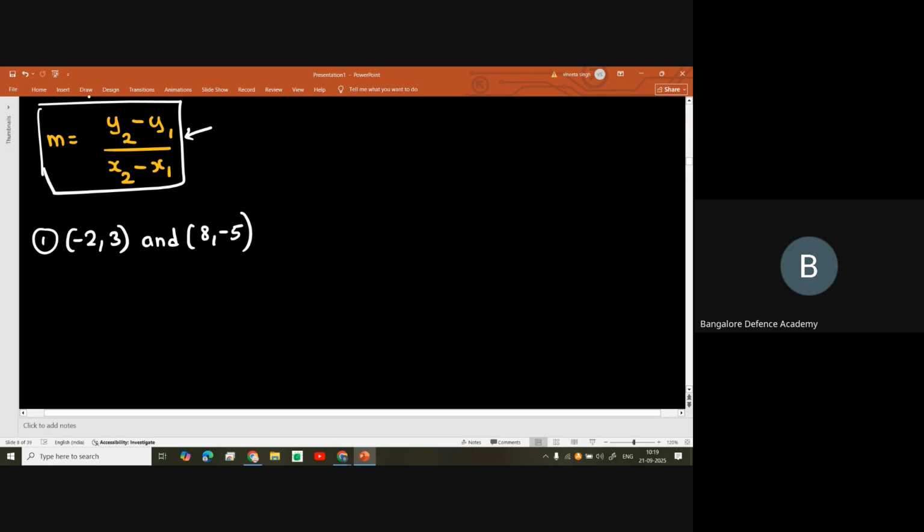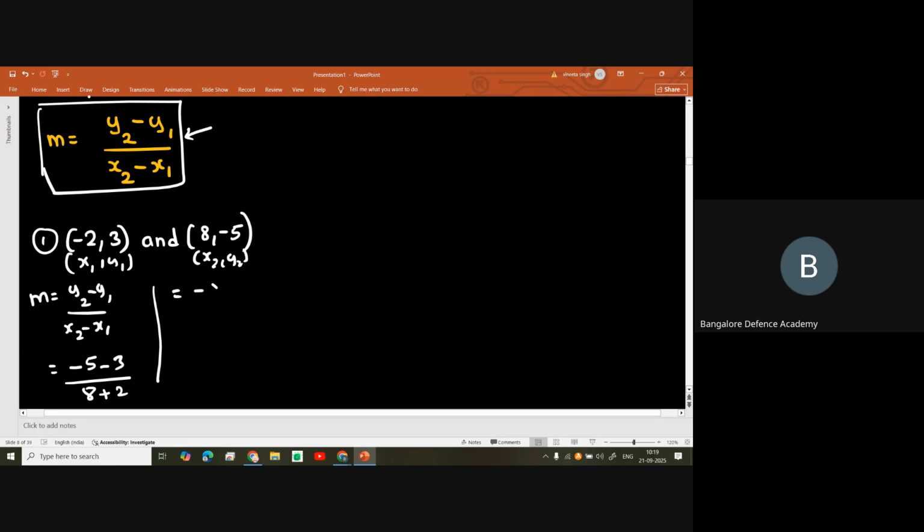Okay, so the formula here will be m is equal to y2 minus y1 by x2 minus x1. So here this is x1 and this is y1, this is x2 and this is y2. Be careful with the negative signs. So this will be minus 5 minus 3, and this will be 8 minus x1. 8 minus of minus 2 will become plus 2. So you get minus 8 by 10. If you further reduce it, you get minus 4 by 5. So the slope of the line is minus 4 by 5. Question number 2.